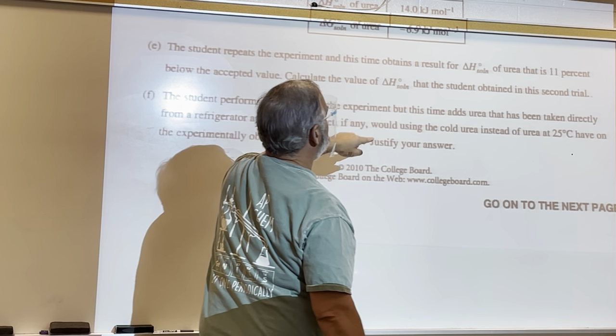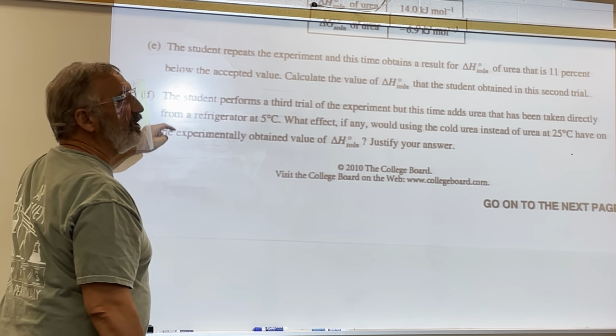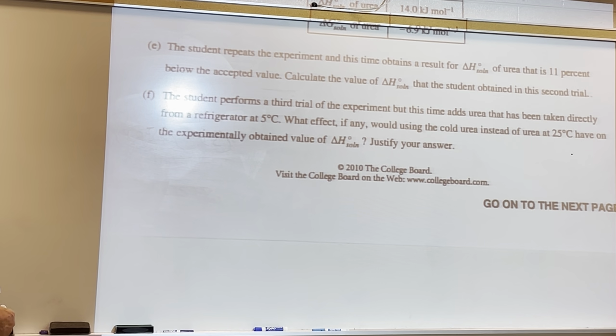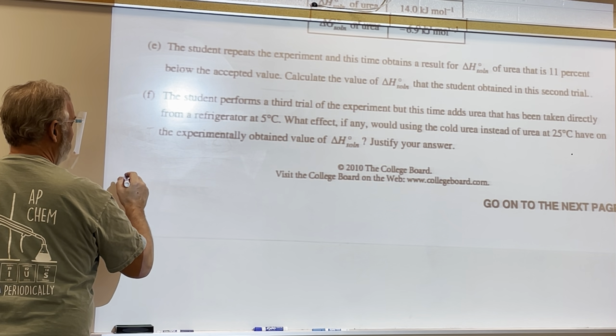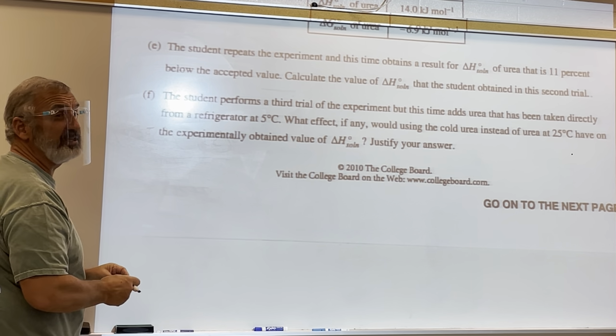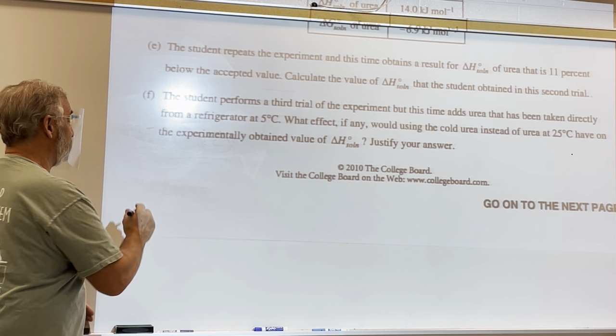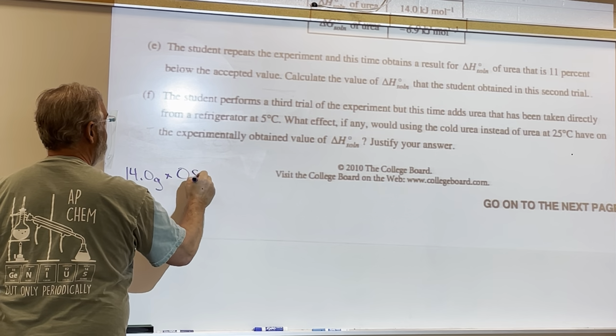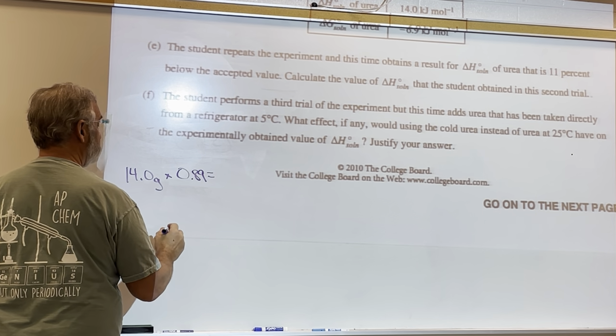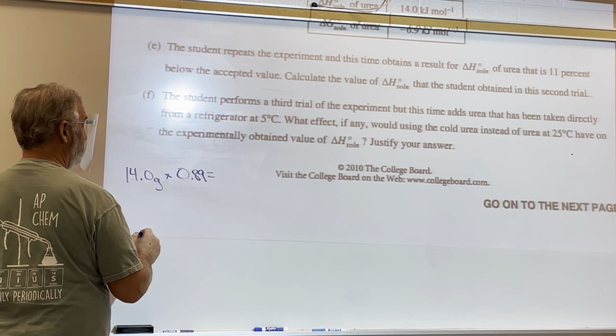So it says that it's 11% below the accepted value. So how do I do that? You can multiply 14 by 89%. Okay. Because it's got to be 89%, or what's another way we can do it? So we can go 14 grams times 0.89 equals, or what can we say?